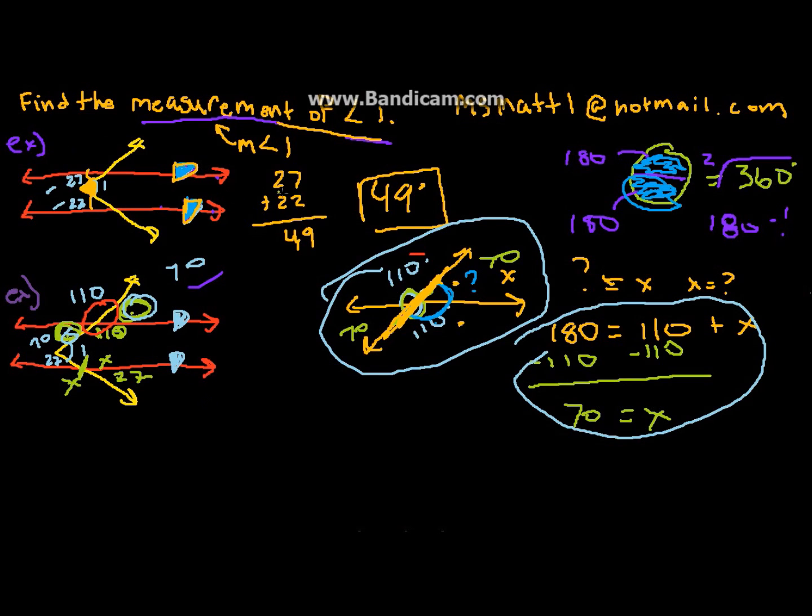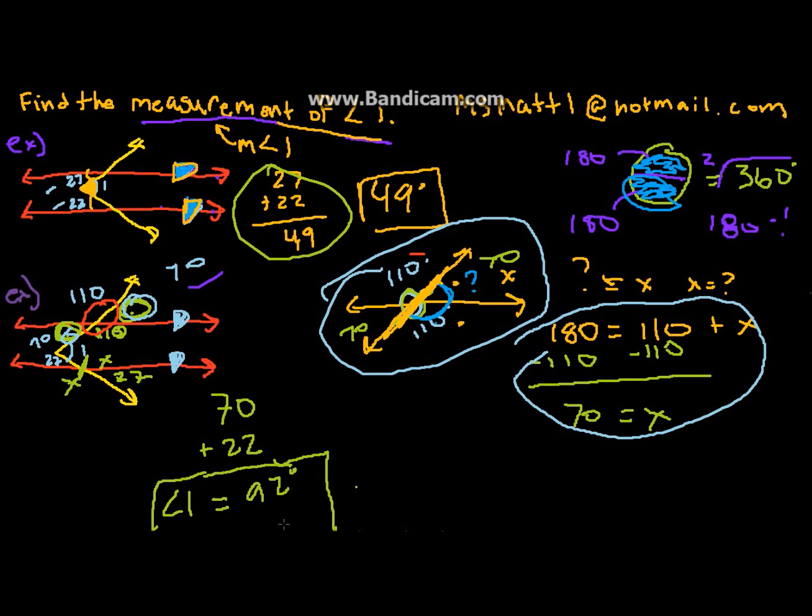So we just do the same thing that we did right here. Now we just do 70 plus 22 equals 92. 92 degrees. Measurement 1 is angle equal to 92 degrees. And there you go. That pretty much solves the problem, and I hope you guys understand.